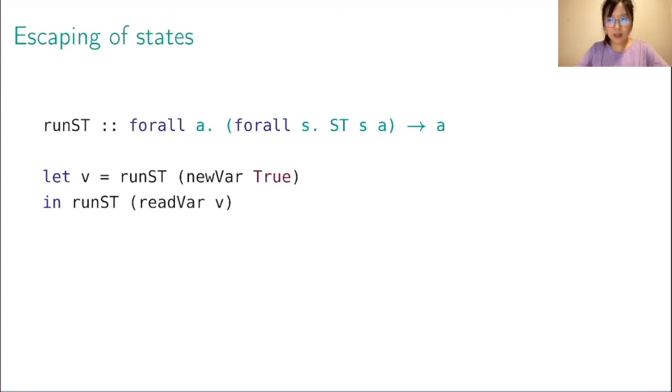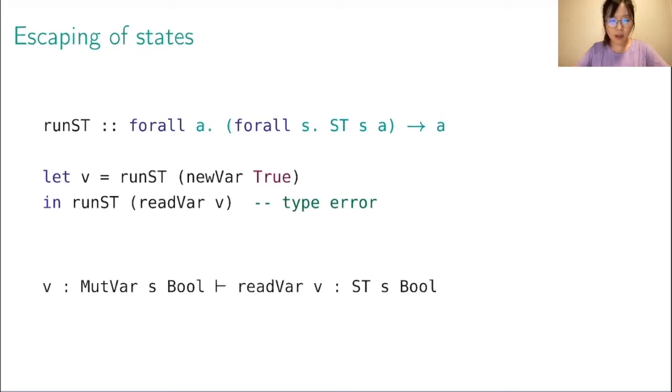With such a type signature, the program below should be rejected, as the state it uses is not internal to the computation. Fortunately, GHC is able to reject this program with a type error. To see how GHC does this and why this program is ill-typed, let's look at the type of readVar v. As v is a mutable variable of state S and value bool, readVar v is an ST monad with state S and value bool.